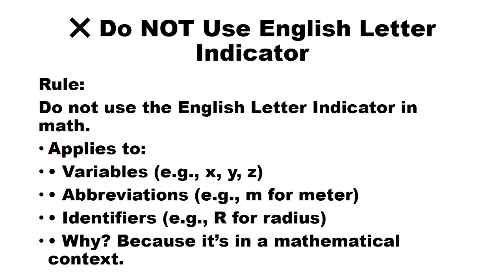And also for identifiers, like for the letter R, for radius, no? R identifies or R connotes radius, and we cannot use the English letter indicator still. Basically, because these letters are used in a math context.